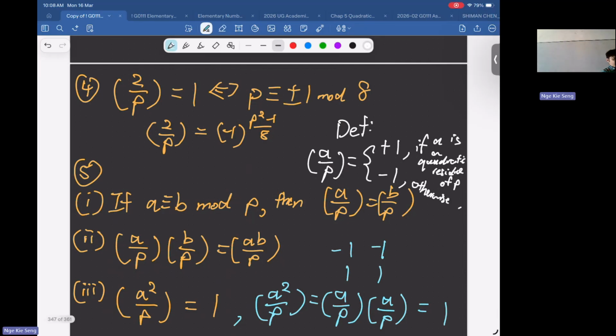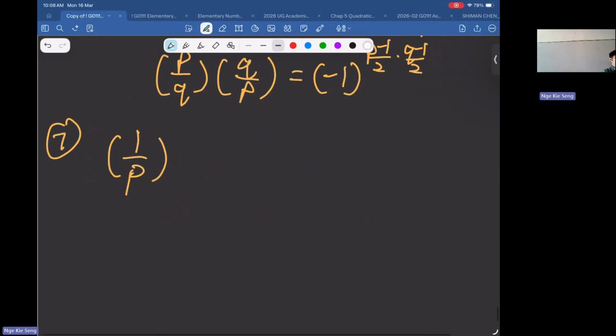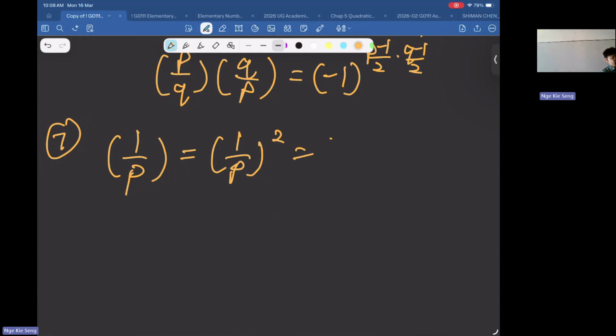Okay? But then I can ask a question. Why 1? Last time we said that 1 equals 1 squared, so it is 1. But can you see why 1 is always a quadratic residue, or can you always find a solution to x squared congruent to 1 mod 2?